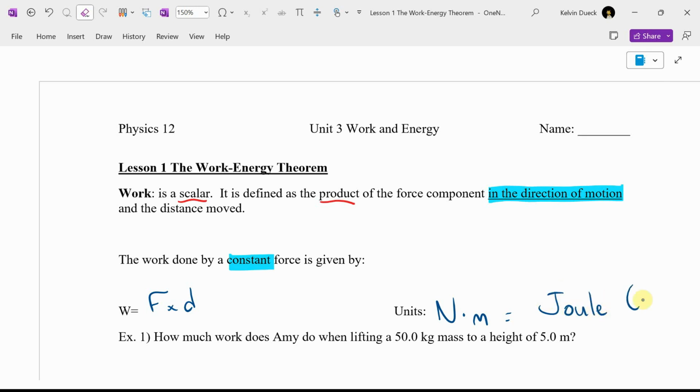meter the joule, named after a scientist. His last name was Joule. Work is measured in joules. Newton meters. Oh, and since a Newton is mass times acceleration, it's really kilogram meters per second squared meters, which would make it kilogram meters squared per second squared, I think. I don't know.